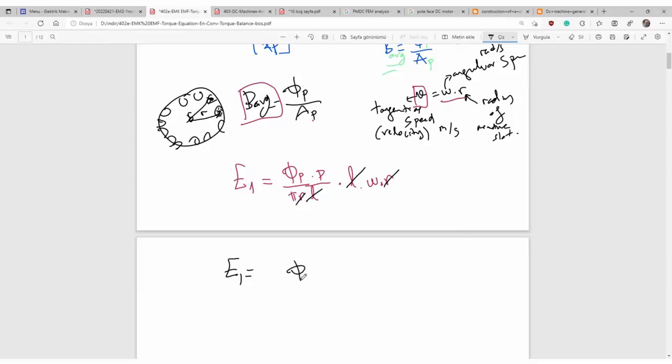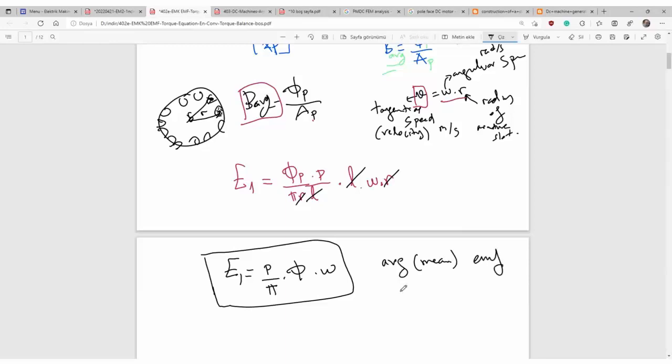So resultant electromotive force across one conductor as a mean value is flux times W and P over pi. Looks like this. Okay. That is the average or mean EMF of one armature conductor.